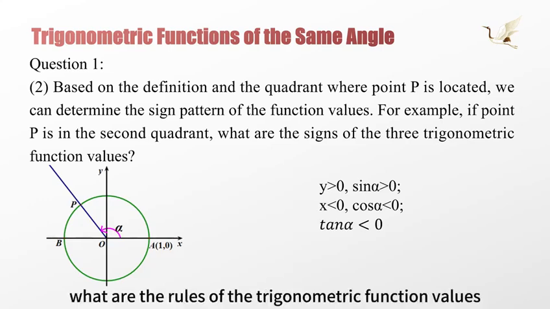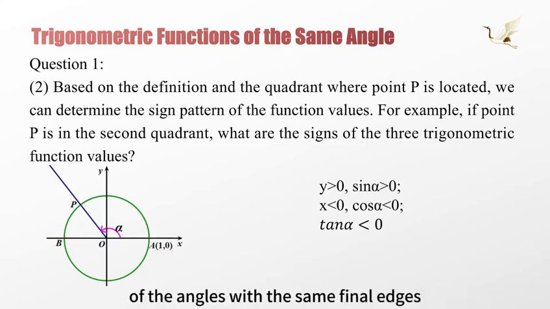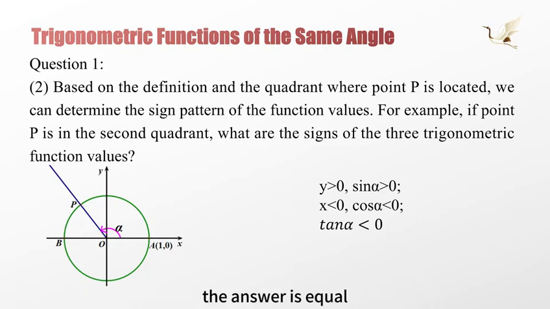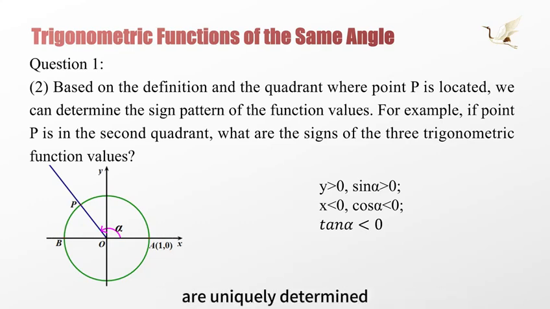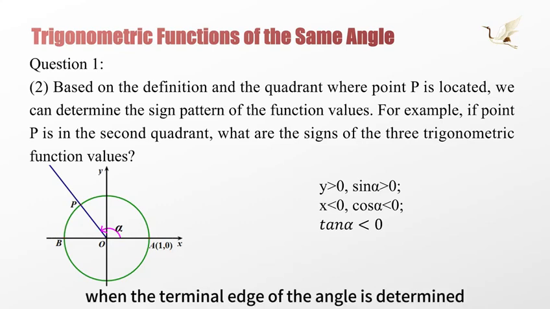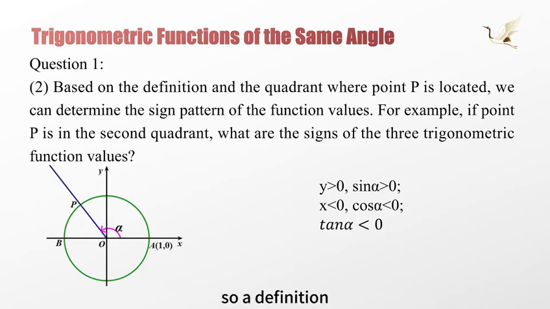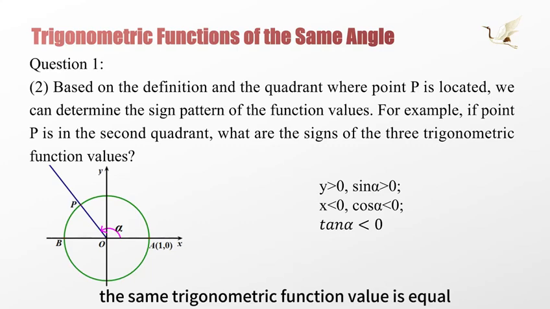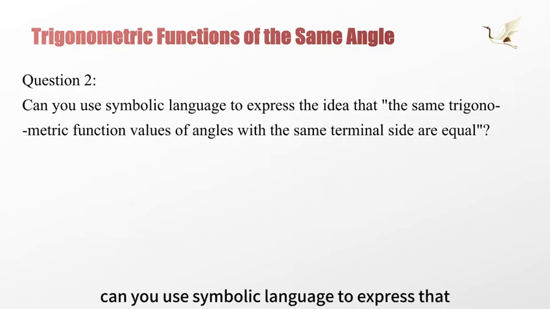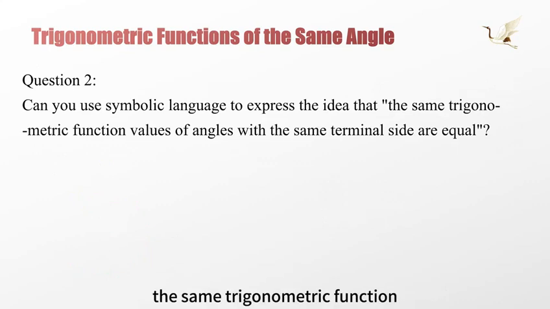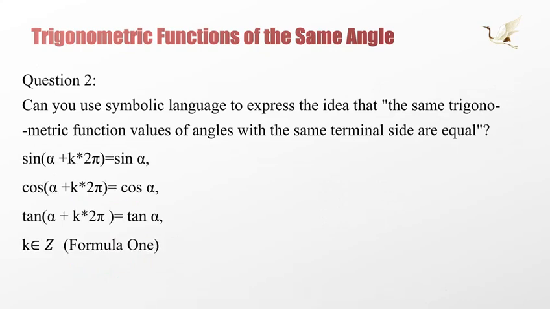What are the rules of the trigonometric function values of angles with the same terminal edge? The answer is that they are equal, because the coordinates of the intersection point are uniquely determined when the terminal edge of the angle is determined. So by definition, the same trigonometric function values are equal. Can you use symbolic language to express that angles with the same terminal edge have equal trigonometric function values? I believe you will be able to write it soon.